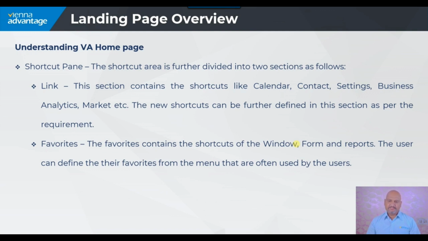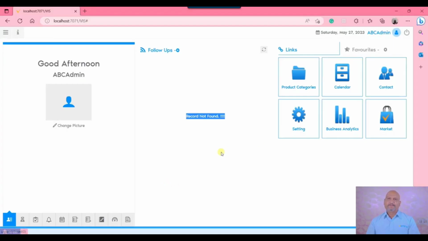So these are all the major components of the landing page or the home page of the VA. Let's move on to the system and we'll see what all these things are. Okay, right now I'm at my landing page. You can see on the landing page there are three panes. One is the left pane, that is the notification pane.